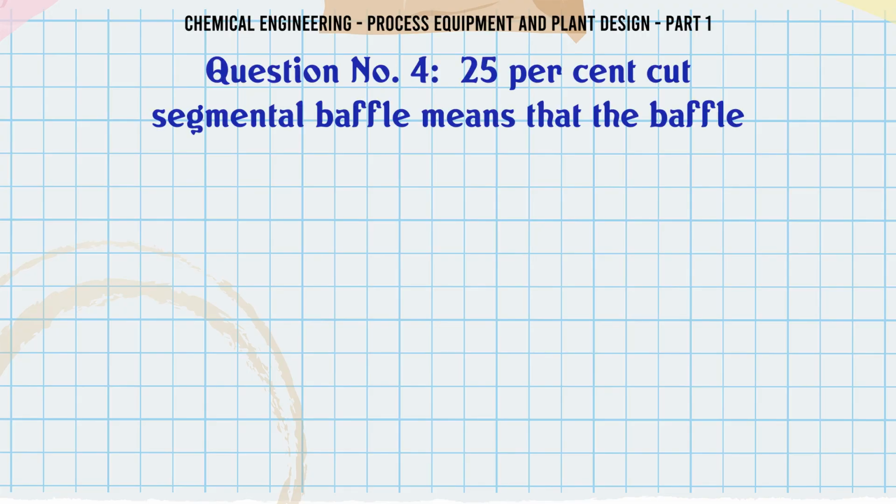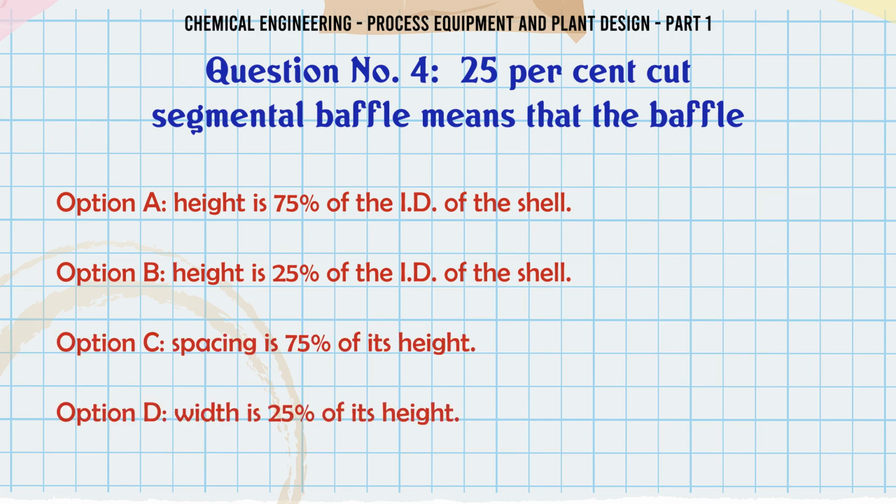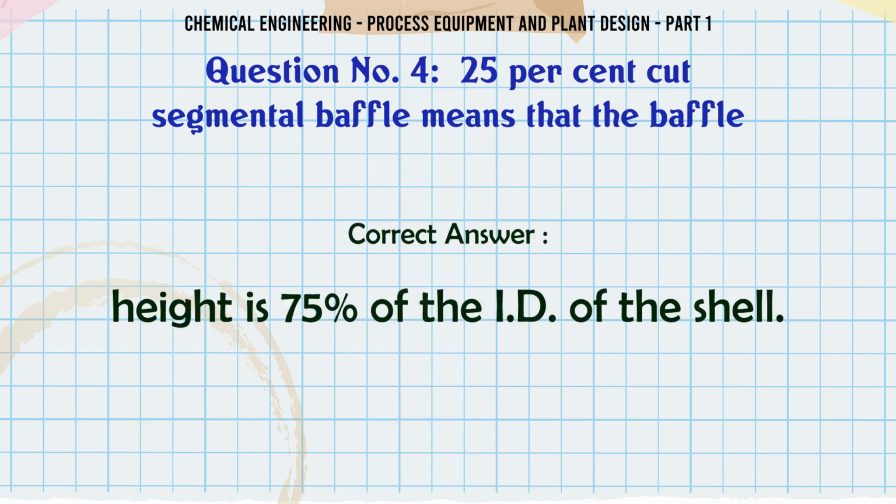25% cut segmental baffle means that the baffle A. height is 75% of the ID of the shell, B. height is 25% of the ID of the shell, C. spacing is 75% of its height, D. width is 25% of its height. The correct answer is height is 75% of the ID of the shell.